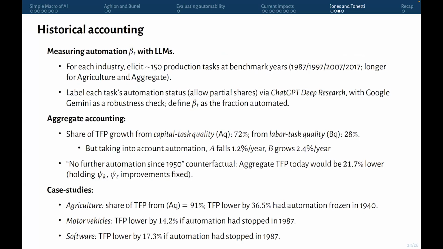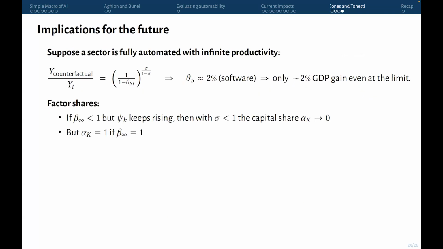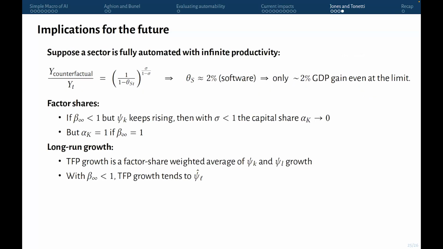They have case studies on agriculture, motor vehicles, and software. They break it into labor quality and task quality. And then they also project forward, making the point that if you just fully automate one small sector with infinite productivity, you don't actually get that much gains because of complementarity.